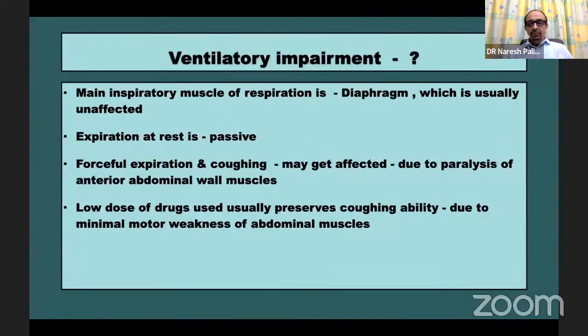The second issue we often raise is ventilatory impairment. Here, the main inspiratory muscle of respiration is the diaphragm, which is usually unaffected. Expiration at rest is a passive process. Forceful expiration and coughing may get affected due to paralysis of anterior abdominal wall muscles. The low doses of the drugs used usually preserve coughing ability due to minimal motor weakness of abdominal muscles.